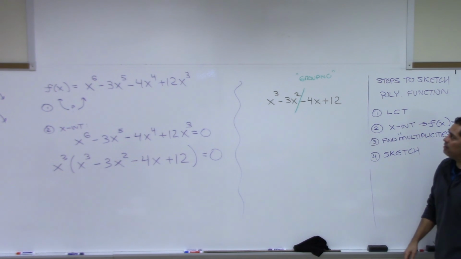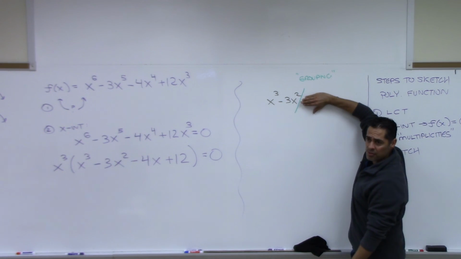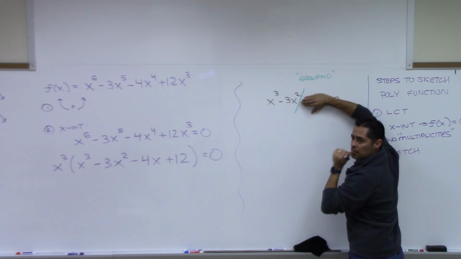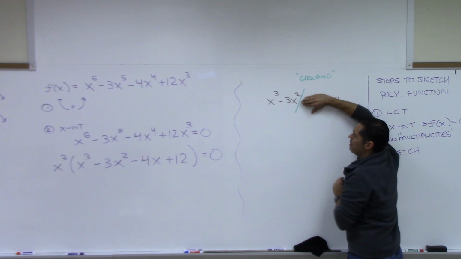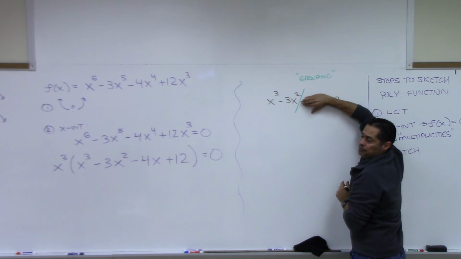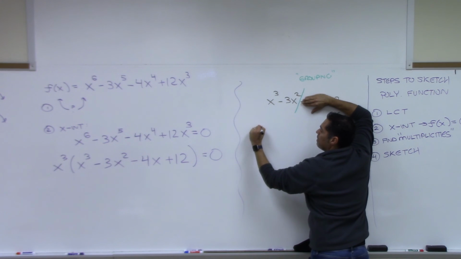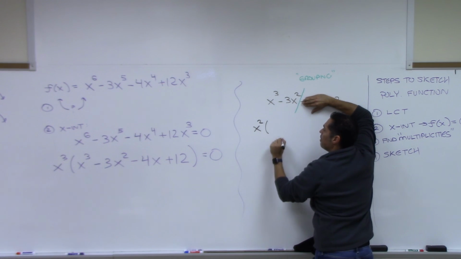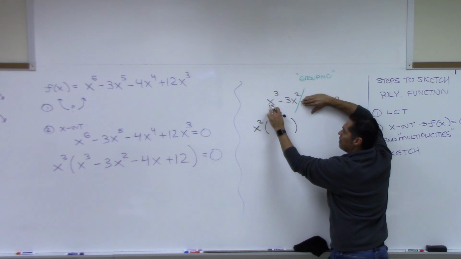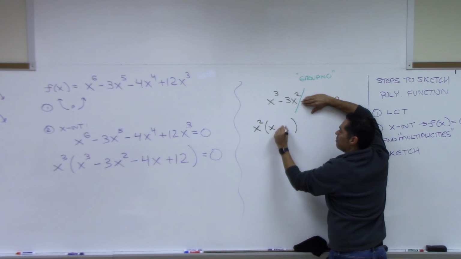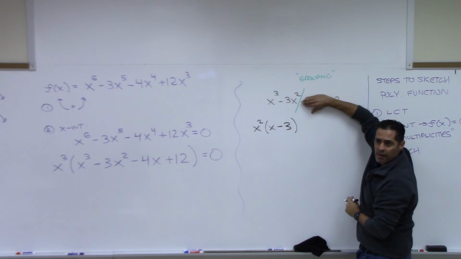What we're going to do now is we are going to ignore these two, and we're going to see, is there a GCF here? Out of just those two, is there something I can pull out? What? X squared, right? I can pull an X squared out. And then what am I left with if I pull an x squared from here? X. And if I pull this x squared out, what am I left with? Minus 3. Good.